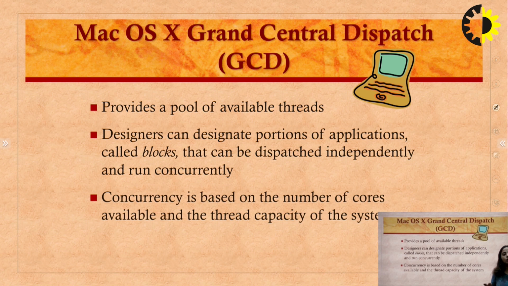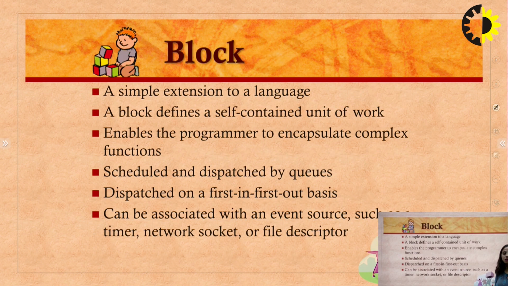What happens in Mac OS Grand Central Dispatch, GCD? It provides a pool of available threads. Designers can designate portions of an application, called blocks, that can be dispatched independently and run concurrently. Concurrency is based on the number of cores available and the thread capacity of the system. Now, what happens in a block? A block is a simple extension to a language. A block defines a self-contained unit of work. It enables a programmer to encapsulate complex functions, scheduled and dispatched by queues, dispatched on a first in first out basis, and can be associated with an event such as a timer, network socket, or file descriptor.